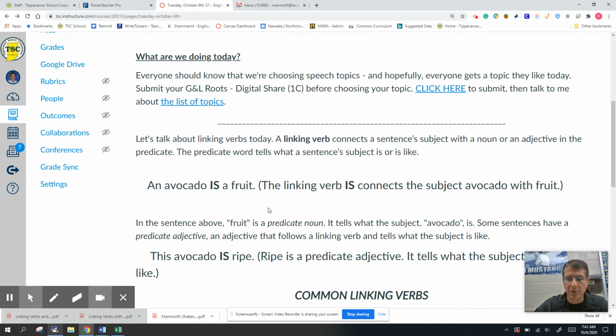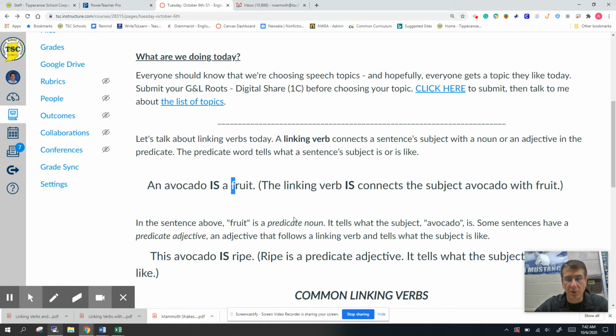So my examples here really quickly. An avocado is a fruit. Is is my verb. It's a linking verb. Is links avocado to fruit. It's renaming avocado. It's telling us what it is. So avocado is a kind of fruit. Now, this is what's called a predicate noun, because it's a noun. Fruit's a noun. It's person, place, thing, or idea, right? It's a thing. And it's following that linking verb.